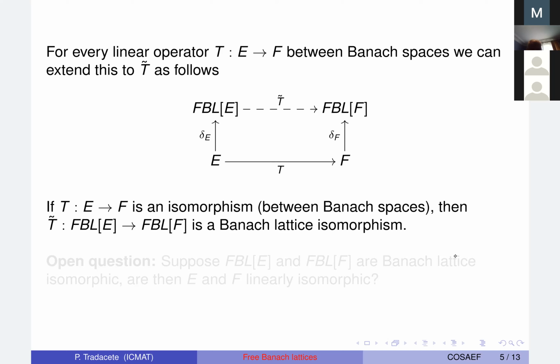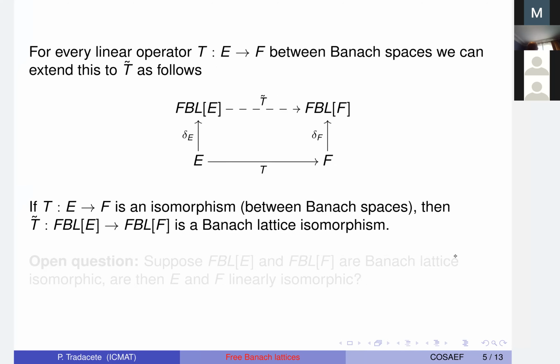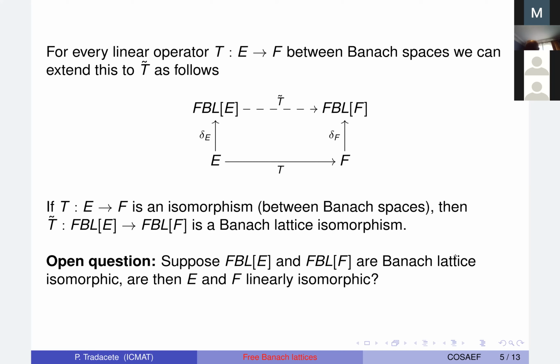You just take T and the inverse and you play with them and you check that the extension, or if you want the tilde of the inverse, coincides with the inverse of the tilde and so on, and then you get this, okay? What we do not know at the moment is whether the converse of this holds. So if you have two Banach spaces whose corresponding free Banach lattices are lattice isomorphic, is it necessarily true that the underlying Banach spaces are linearly isomorphic?